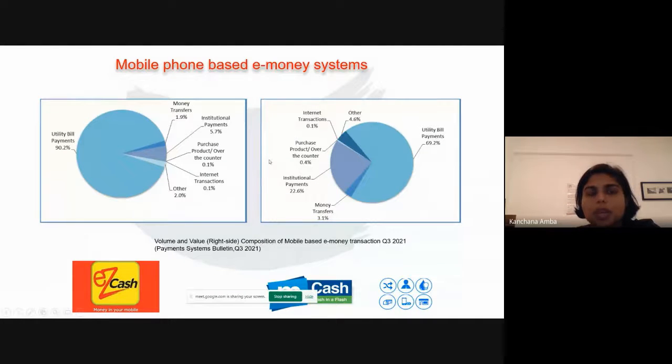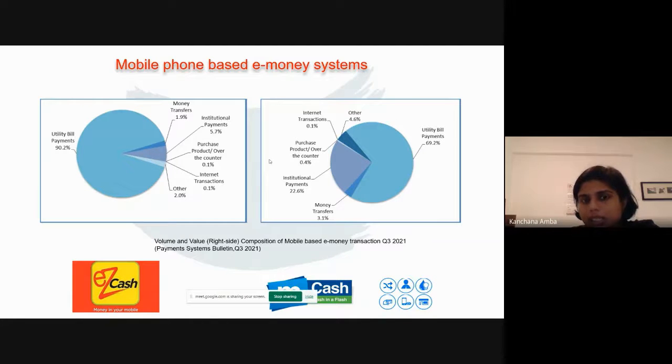This is the way mobile money is used in Sri Lanka, right? And we can see now, like initially, when it started, the idea was, if you remember the ads long time ago, they were sending money to their families. So a lot of it was money transfer, right?